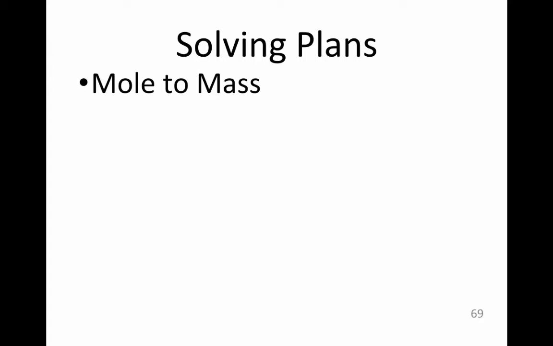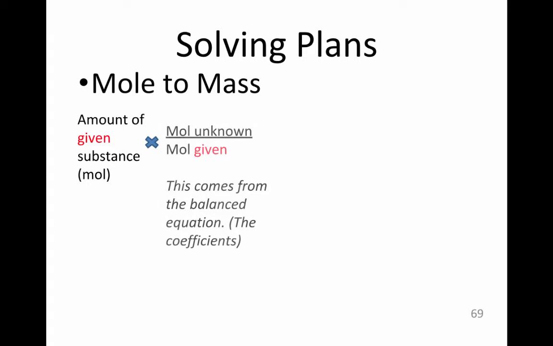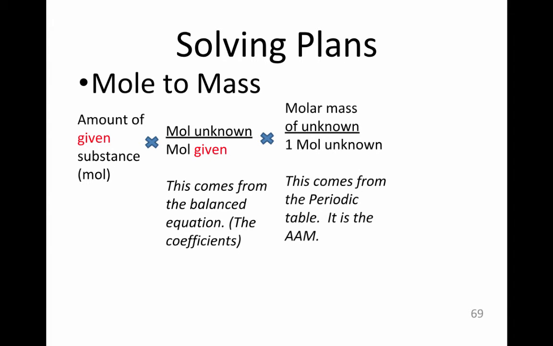Plan 2 is mole to mass. Take the amount of the given substance in moles times the mole of the unknown divided by the mole of the given. This comes from the balanced equation. Those are the coefficients. Times the molar mass of the unknown per mole of the unknown. This comes from your periodic tables. It's your average atomic masses. It's your formula mass. And that will actually give you the mass in grams of the unknown substance.